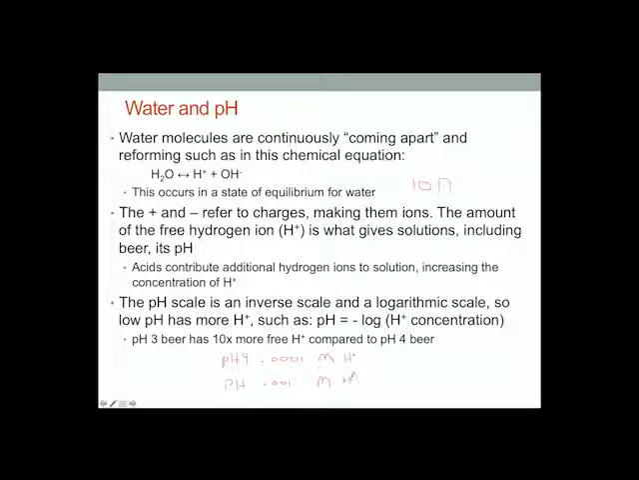If we take the log of this number, 0.0001, the log of that is negative 4. If we take the log of 0.001, the log of that number is negative 3. So if the pH is the negative log of the hydrogen ion concentration, then the negative log of 0.001 is 3. The negative log of 0.0001 is 4. And so that's why we get our pHs.